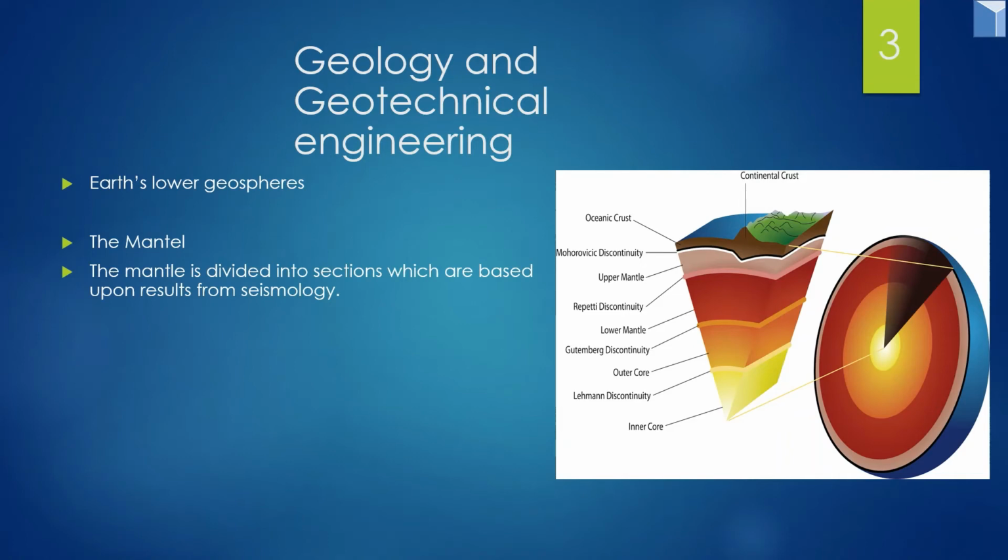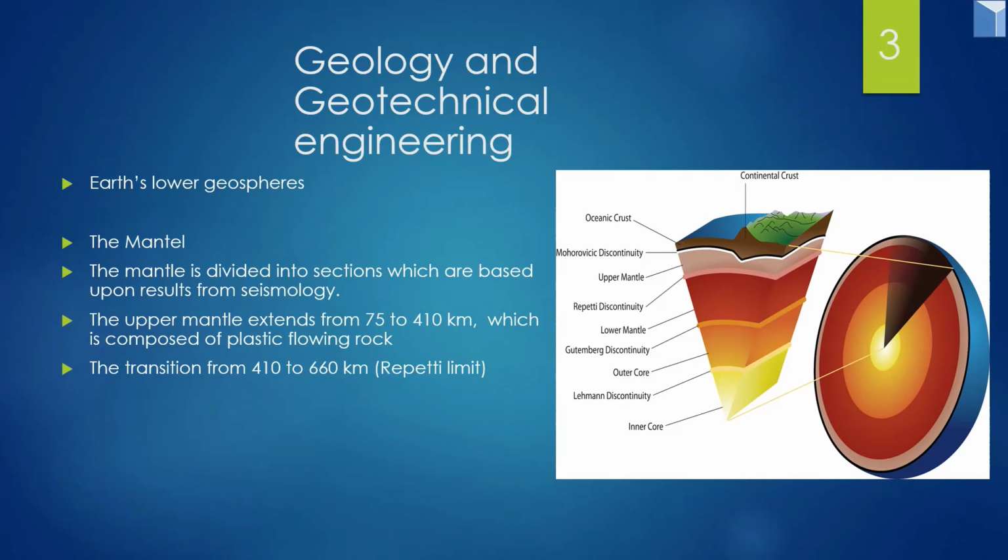The mantle of the earth. The mantle of the earth is divided into sections which are based upon results from seismology. The upper part of the mantle extends from 75 kilometers below the surface of the earth to 410 kilometers, and is composed of plastic flowing materials, rocky materials, dissolved rocks under high pressure and temperature.